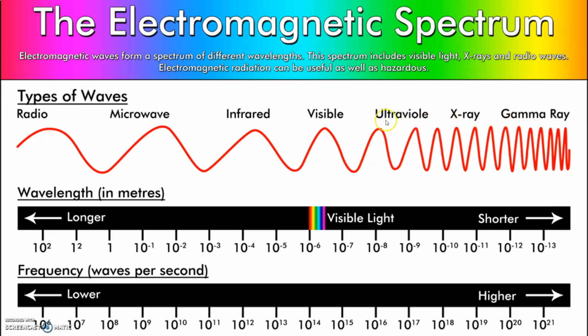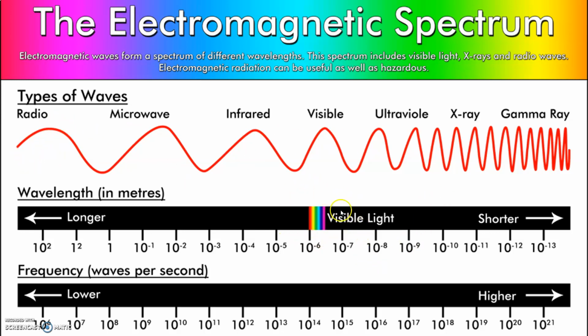From ultraviolet all the way to X-rays and gamma rays, these are the ones that can start to hurt you. They can actually damage your body, but they're so small that you have to be within a very specific range in order to be damaged by these particular waves. Okay, this is very important to understand this week. Wavelength goes from bigger, longer, to shorter as you go from left to right, and the frequency increases as you go from left to right.